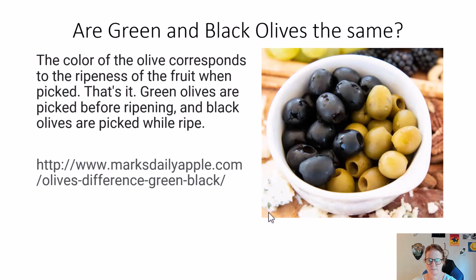All right, fun fact, are green and black olives the same? The color of the olive corresponds to the ripeness of the fruit when picked. That's it. So green olives are picked before ripening, and black olives are picked while they're ripe. So that's why you have that sour taste with the green olives. They have a different taste to them. Okay. Just a fun fact.